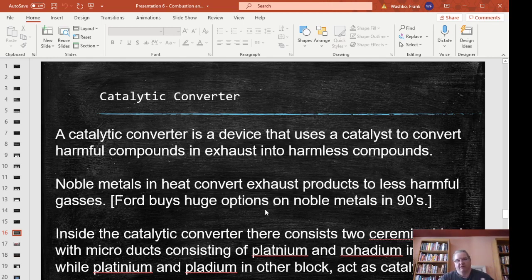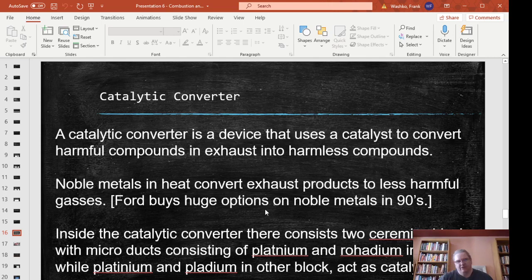A flow path. Think of it like you have a tube of the exhaust, but the tube opens up into this block. The block has holes in it, so the air breaks into different pathways and goes across this block. But the block is impregnated on its surface with noble metals, platinum and rhodium, which catalyzes the HCs and the COs to turn into something else.